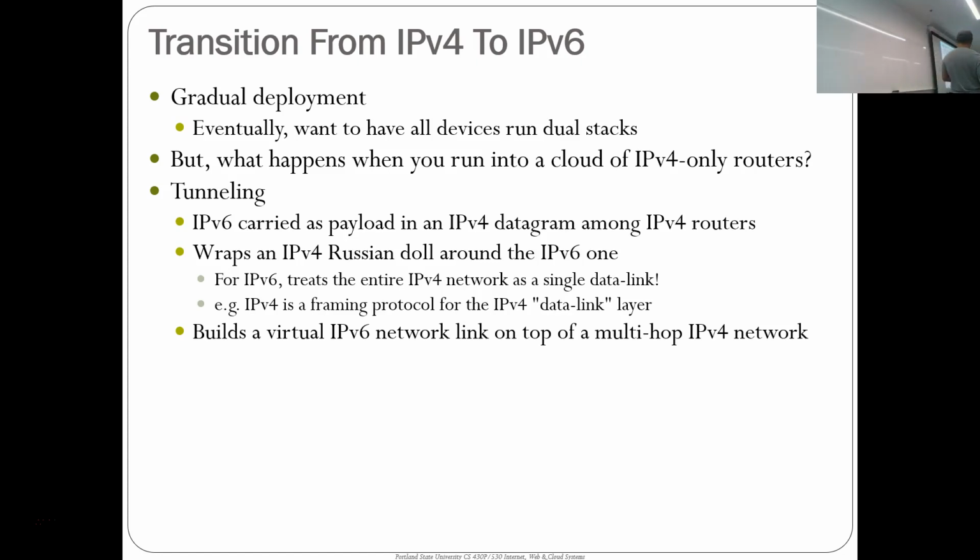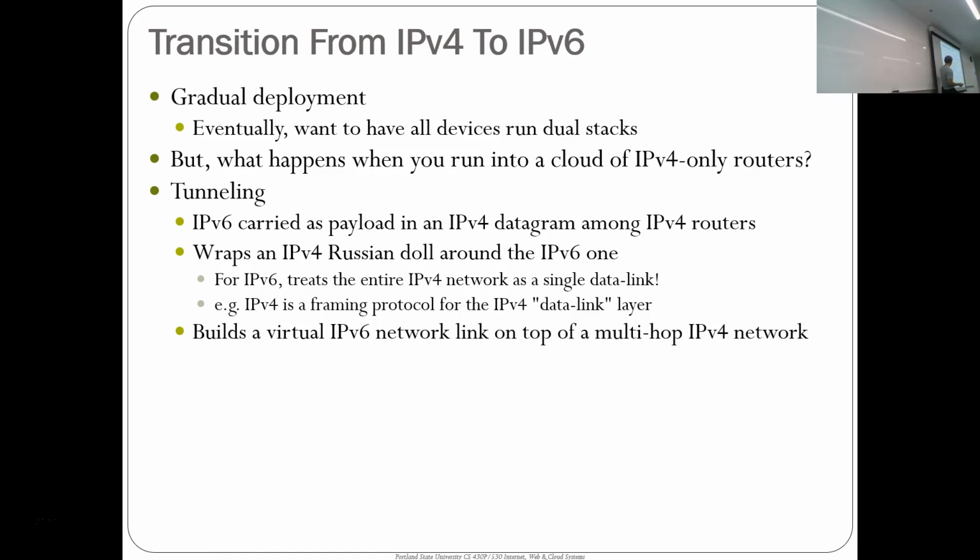You take your IPv6 packet, you get to that IPv4 router, and that IPv4 router is going to take that IPv6 packet and wrap an IPv4 header around it, and it's going to send that IPv4 packet across the IPv4 internet to the other side. And then when it finally gets to the other side, the IPv4 router on the other side will take off the IPv4 header and then send the IPv6 packet along its way. This is called tunneling. So going back to the Russian doll analogy, that IPv4 Russian doll is placed around the IPv6 Russian doll, just keeps on getting embedded, and it basically is treating the entire IPv4 network as a single IPv6 data link. It's treating that thing as a data link layer is effectively what IPv6 is doing to that underlying IPv4 network. And IPv4 is basically a framing protocol for the IPv6 data link layer.